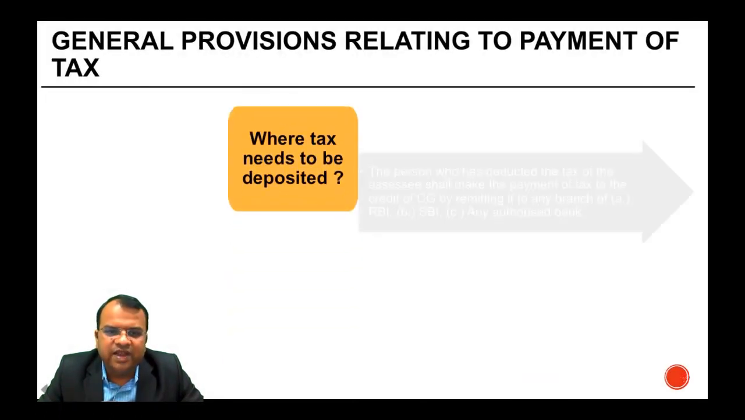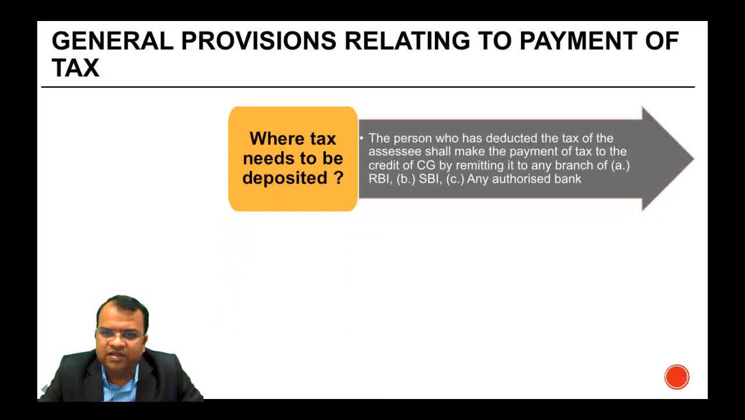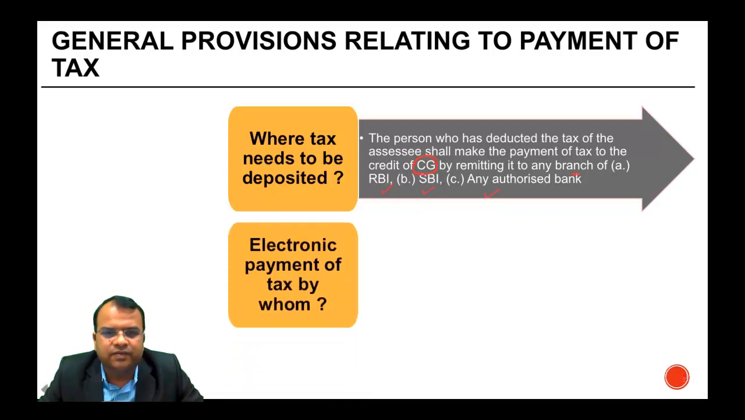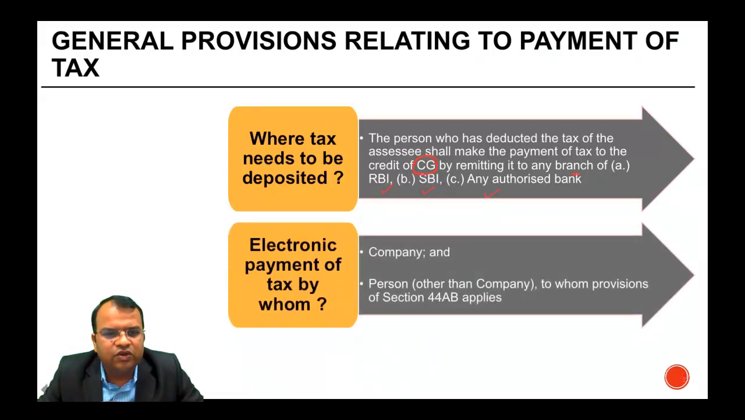Now, where does the tax need to be deposited? Quite simple. The payment of tax has to be done to the credit of central government by remitting it to any branch of RBI, SBI or any authorized bank. Electronic payment of tax. The tax has to be paid electronically by either the company or a person other than the company to whom the provision of section 44AB applies.